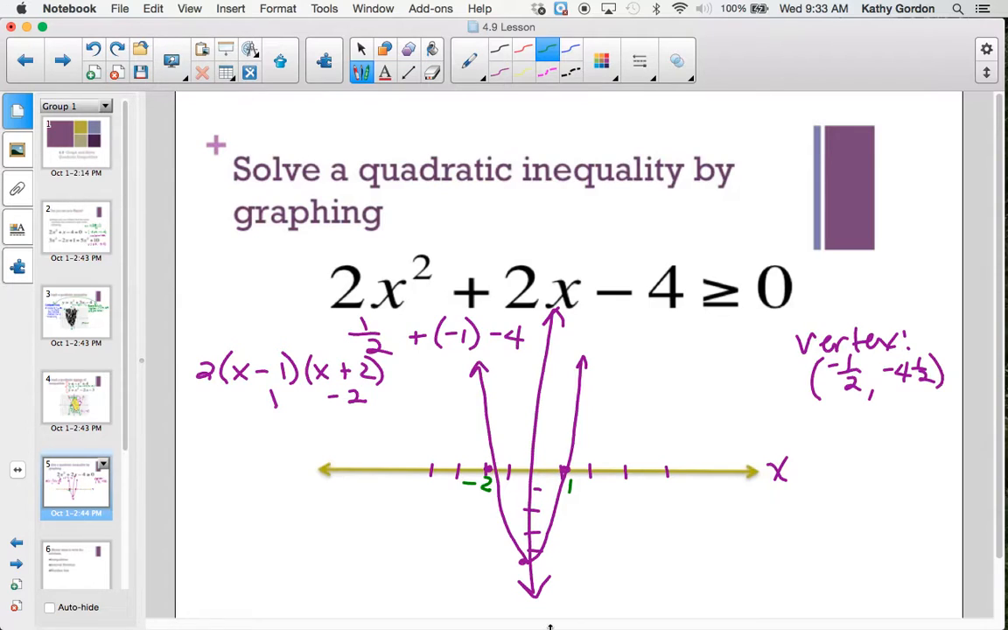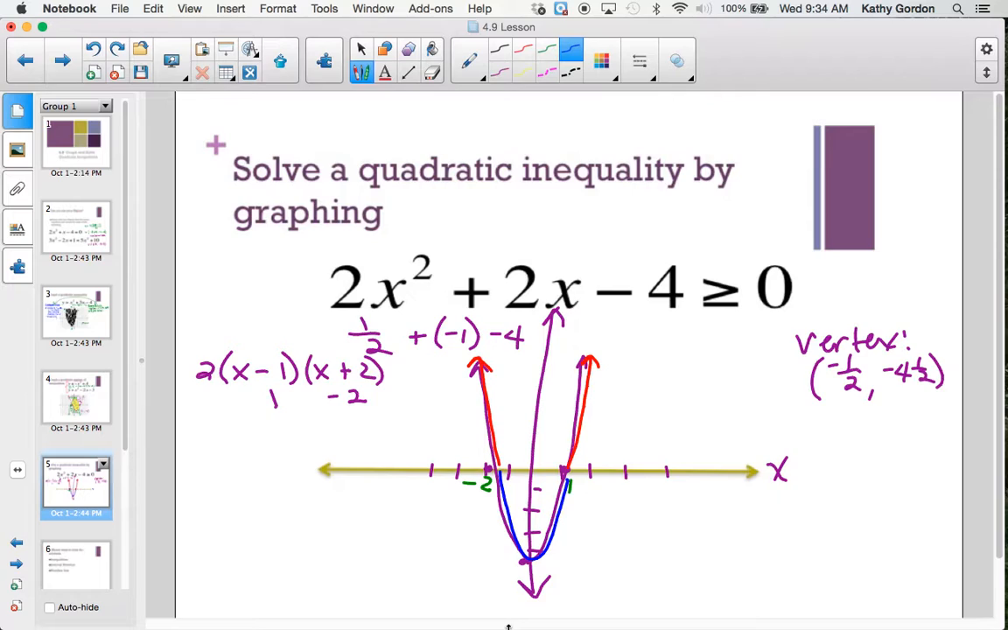When do I get answers that are above 0? Above the x-axis. Anything above the x-axis. So this branch and this branch are representing answers that are greater than 0 because they are above the x-axis. When do I get answers that are less than 0? This part in between, where it's below the x-axis.